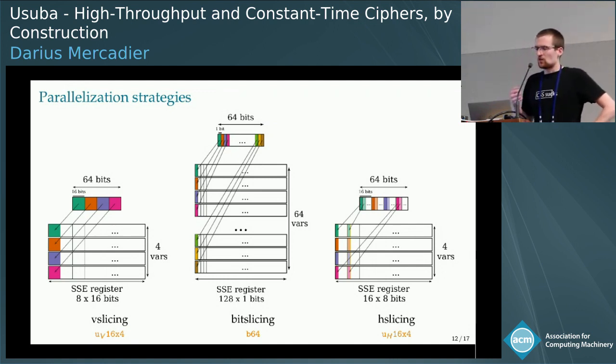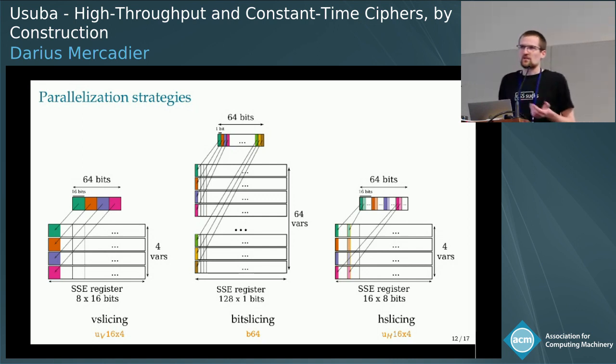In Usuba, all of this is directed by the types. So basically the same Usuba code, depending on which types you use, will produce a different sliced implementation. So if you do bit slicing, you type B64. If you are doing V-slicing, you will see your input as 4 times 16 bits packed vertically. And if you do H-slicing, you see your input as 4 times 16 bits packed horizontally.